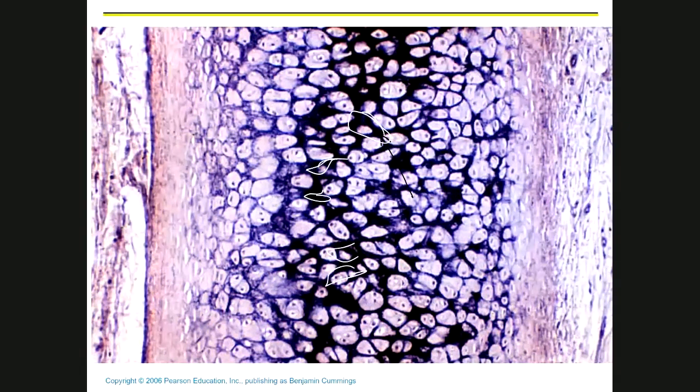Remember, cartilages have a perichondrium. They don't have any blood vessels. Here's the perichondrium right here. So that's not cartilage. That's the perichondrium, and that's where the blood vessels are. Remember, cartilage has no blood vessels at all, so it has to get its nutrition by diffusion. It has to diffuse from these blood vessels in the perichondrium.